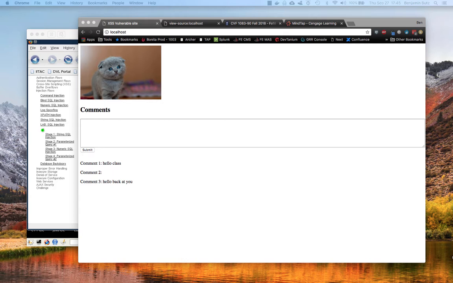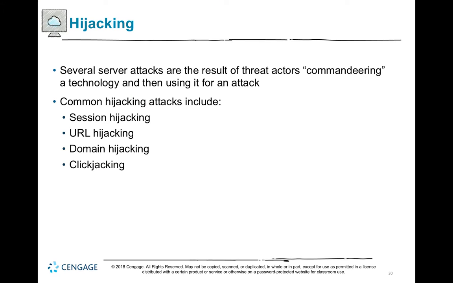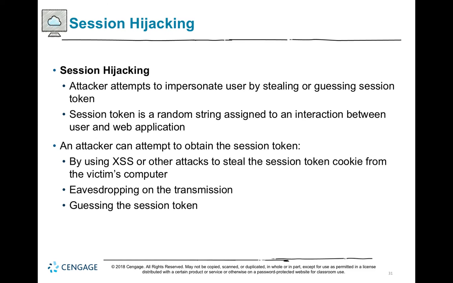Next, we've got hijacking. So hijacking, there are several attacks that result in threat actors commandeering a technology and then using it for an attack. So hijacking is kind of what it sounds like. If you think of somebody hijacking a train, they've taken control of the train and now are steering the train. So you've got session hijacking, URL hijacking, domain hijacking, and clickjacking.